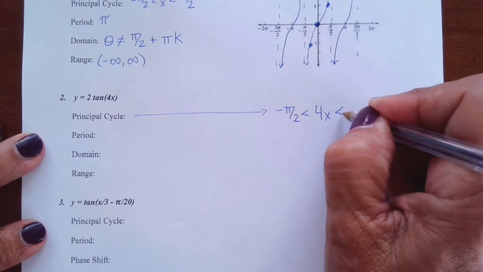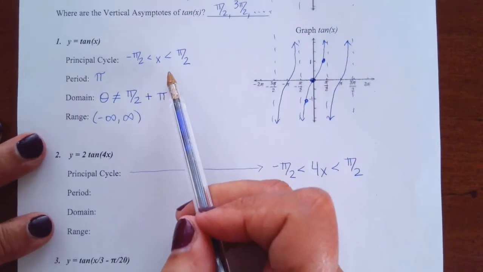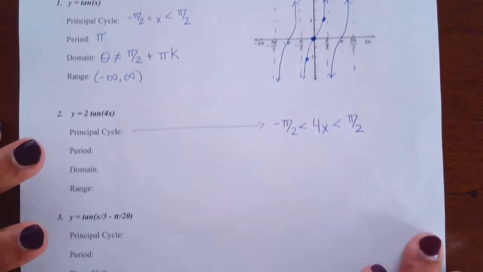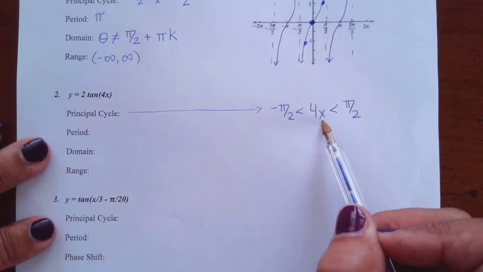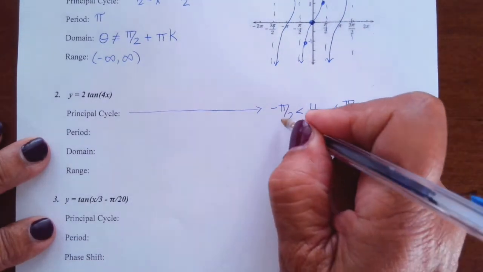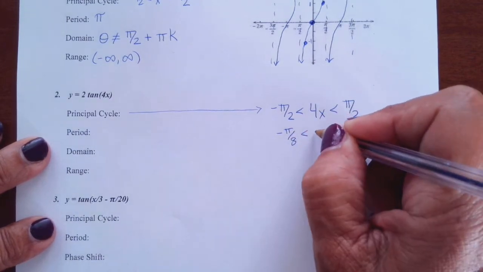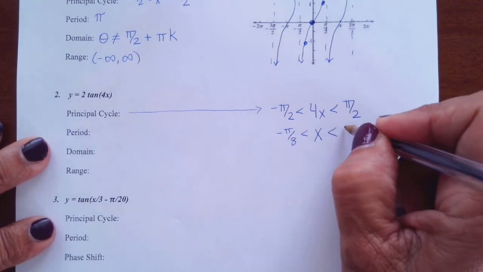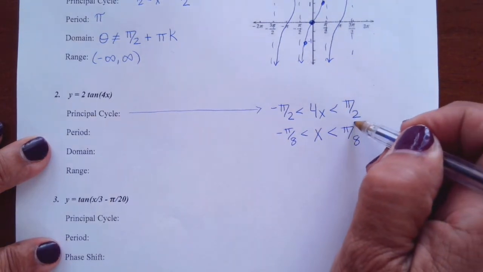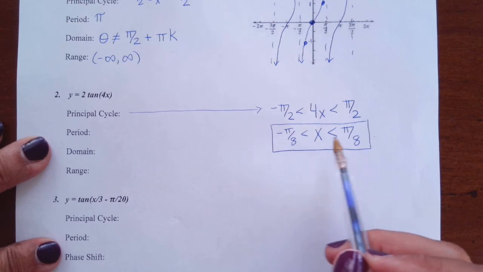So 4x. Remember, the principal cycle before was easy only because it was already x in there. I didn't have to do anything. But now I have to put that whole thing in there. All I have to do to solve for x is divide everything by 4. If I divide negative pi over 2 by 4, I get negative pi over 8. If I divide 4x by 4, there's my x, and this gives me pi over 8. So this is the principal cycle, which means these are your asymptotes.